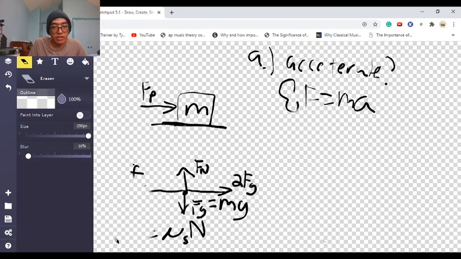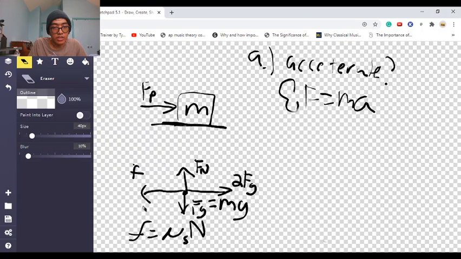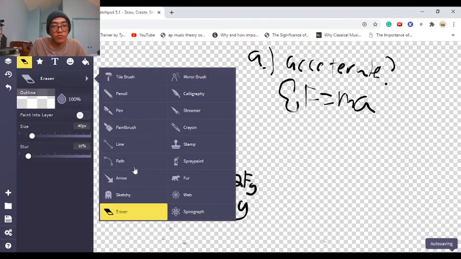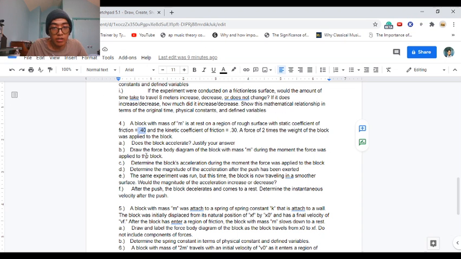Instead of saying that the frictional force is of equal magnitude, we're actually going to write that the frictional force is a little bit smaller than the force applied, right? The force that is 2 times the amount of its weight, based on the problem. So this is the correct force body diagram. So part B is done unintentionally. So next one is to determine the block's acceleration during the moment the force was applied to the block, right?